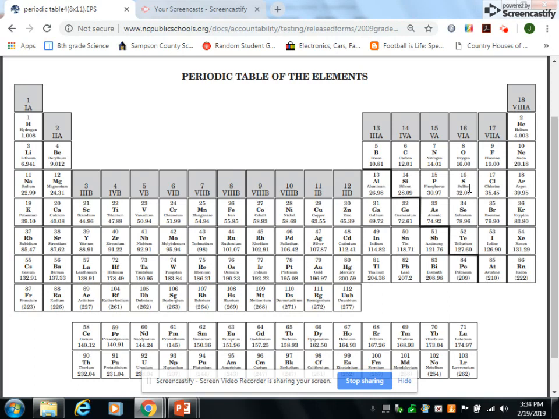Okay. Now, it gives you the word, what the actual element is, and it also gives you a mass. The mass is actually the sum of the protons and neutrons. So that's why I told you in the last section that if you wanted to find the number of neutrons, you would actually subtract.